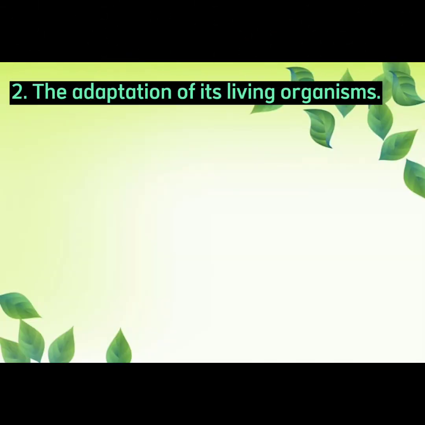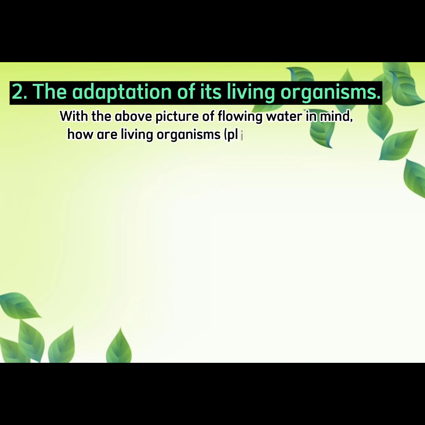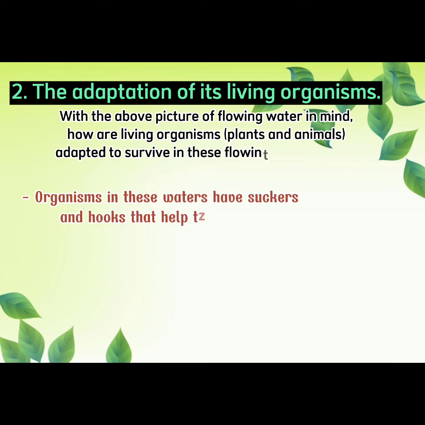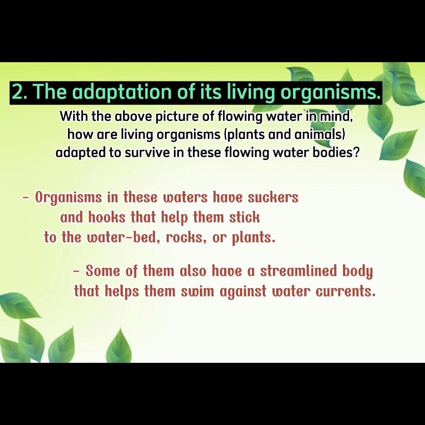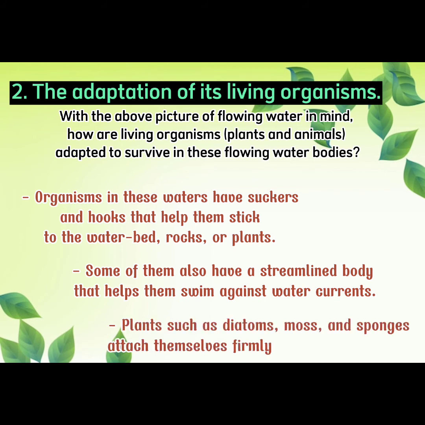Number 2. The adaptation of its living organisms. With the above picture of flowing water in mind, how are living organisms, plants, and animals adapted to survive in these flowing water bodies? Organisms in this water have suckers and hooks that help them to stick to the water bed, rocks, or plants. Some of them also have a streamlined body that helps them to swim against water currents. Plants such as diatoms, moss, and sponges attach themselves firmly to the substratum.